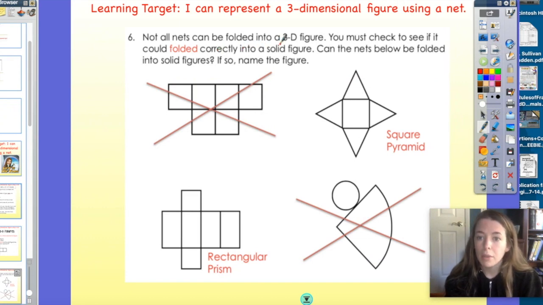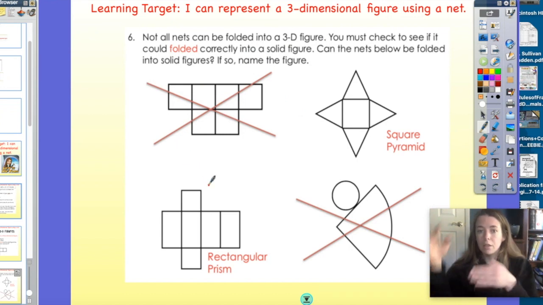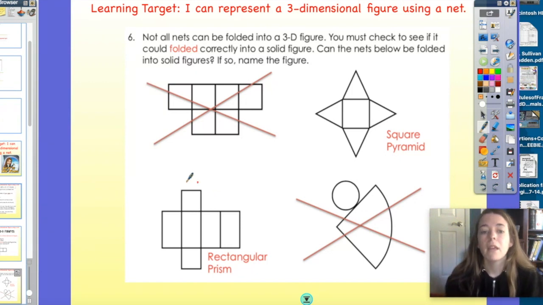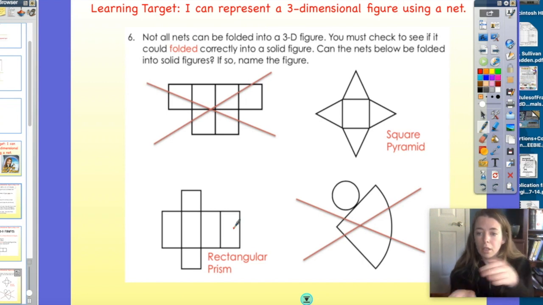Not all nets can be folded into a 3D figure. You have to check to see if it could be folded together to create that figure. So this one is crossed out because there's no way for us to try and fold this up to make a solid, as in no openings anywhere, figure. This one can be folded to create a rectangular prism. This middle row would have to kind of like circle up, and then either side would close up the box. This would be a square pyramid where the square in the middle would stay as the bottom, the base, and the triangles would fold up around it to create that pyramid.